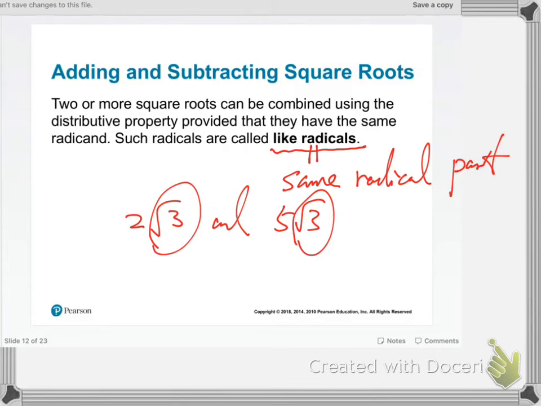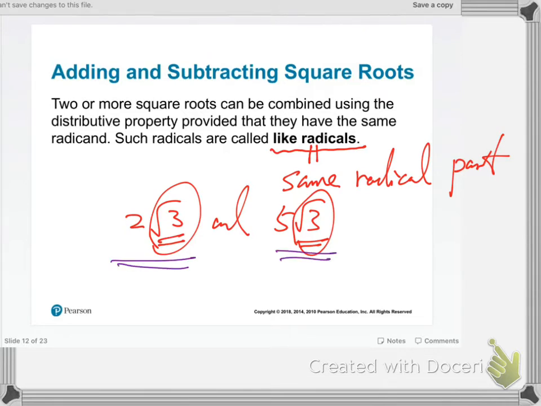We don't care about the number before the radical part, the integer whole number part. We only look at the expressions under the radical sign. They have to be the same. If they're the same, these two terms mean like radicals.